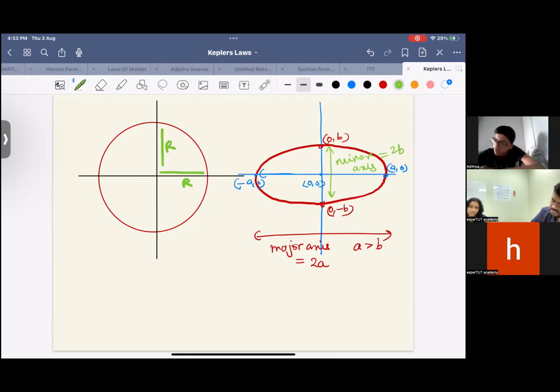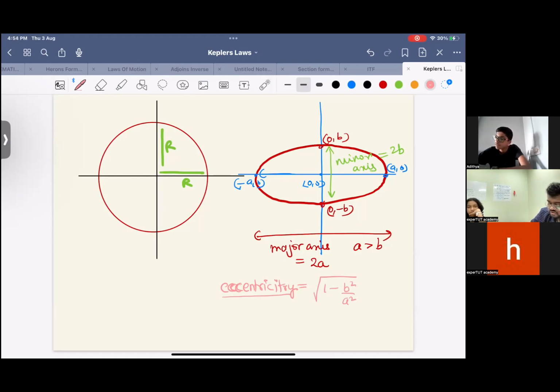Then there is a quantity called the eccentricity of this ellipse. Do you know the English meaning of the word eccentricity? A person is said to have an eccentric behavior when that behavior is very weird or quirky. Eccentricity is a physical mathematical quantity. It is the square root of 1 minus b square by a square.